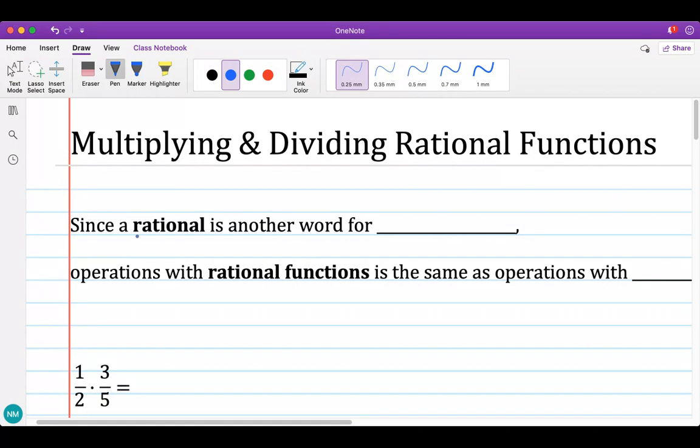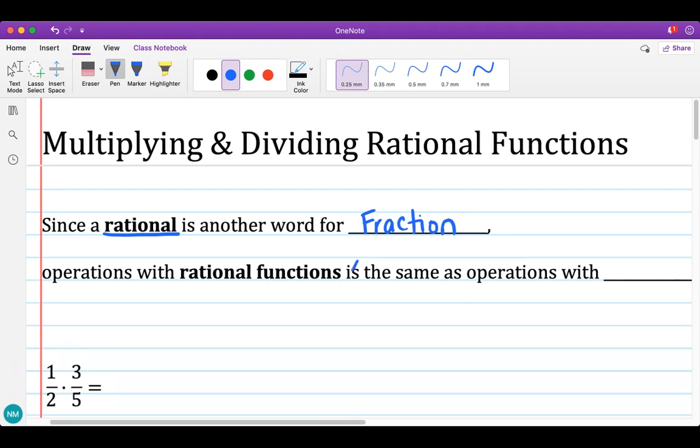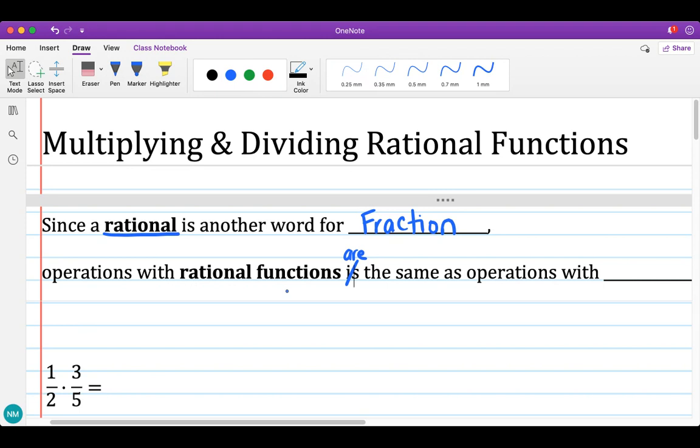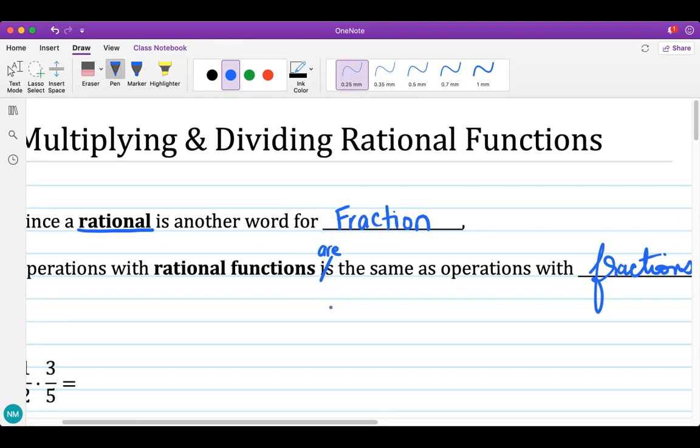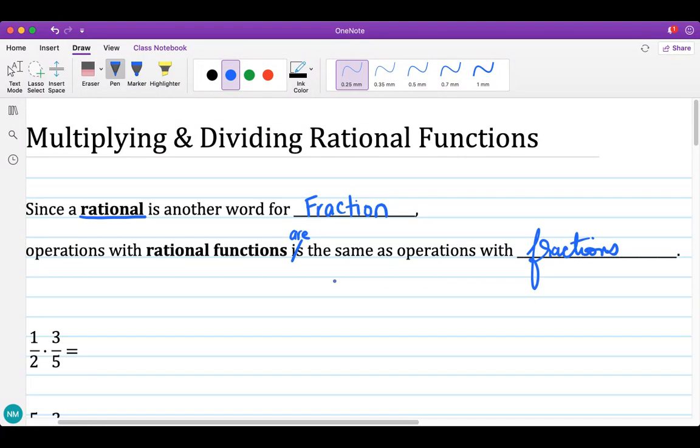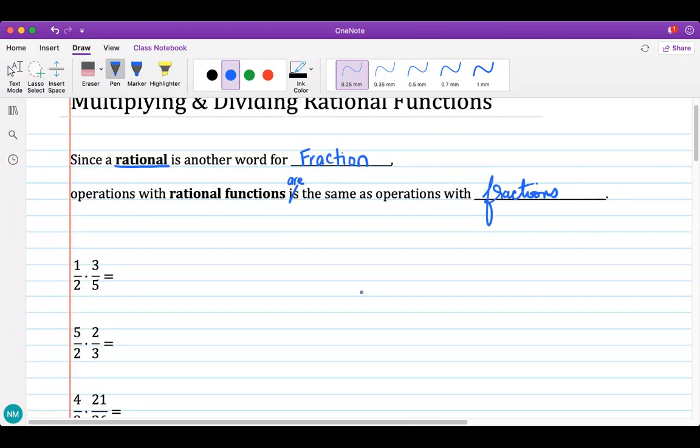Reasoning. Since rational is another word for what? Rational, the root word is ratio. Rational is a synonym for fraction, right? Operations with rational functions are the same as operations with fractions. It is really important that we understand that, and I'm going to show you how.